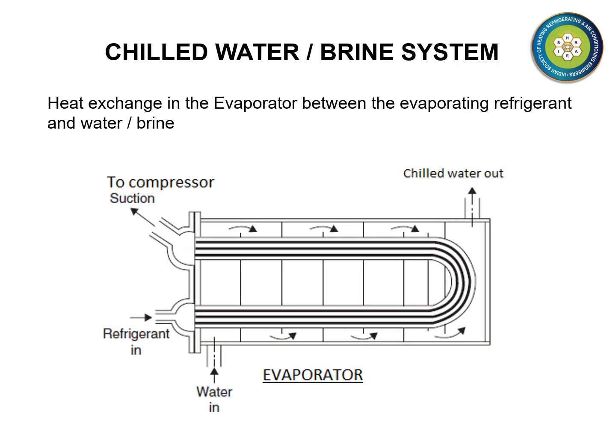On the other hand, in a chilled water or brine system, heat is exchanged in the evaporator between the refrigerant and water or brine. Consequently, the output of the evaporator is chilled water or chilled brine.